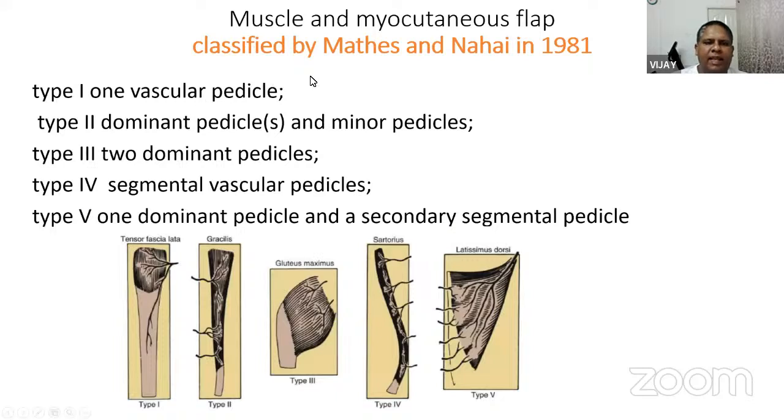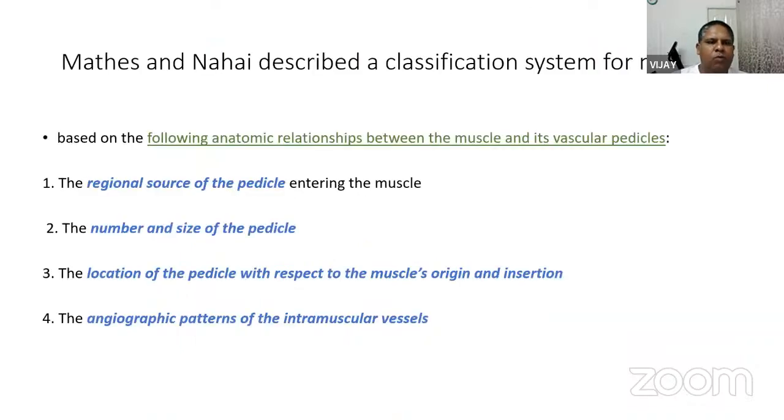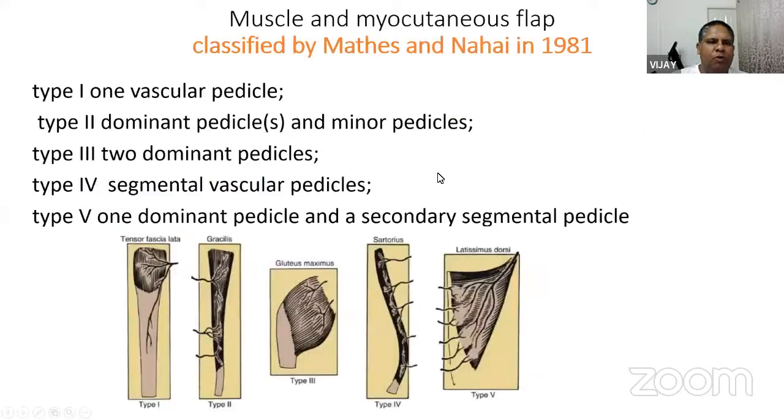According to Mathes and Nahai, a type 1 muscle has one vascular pedicle, or one dominant vascular pedicle. Type 2 has one dominant pedicle and one minor pedicle. Type 3 has two dominant pedicles. Type 4 has segmental vascular pedicles. Type 5 has one dominant pedicle and multiple secondary segmental pedicles. So our question was type 1 plus type 4. Type 1 means one vascular pedicle and type 4 means segmental vascular pedicles. So 1 plus 4, as the number also says, is 5. Type 5 has one dominant pedicle and multiple secondary segmental pedicles.